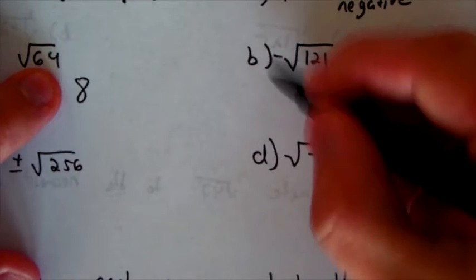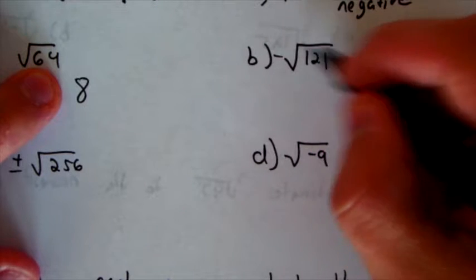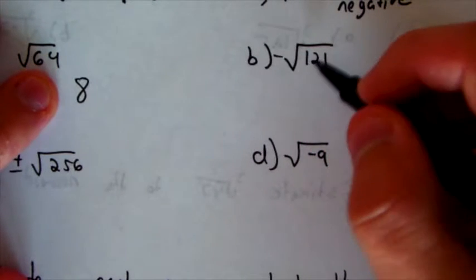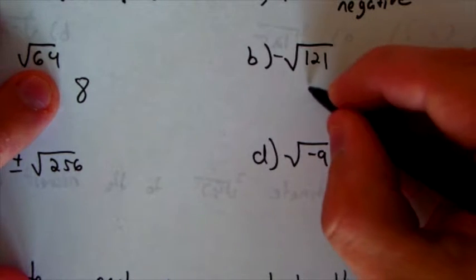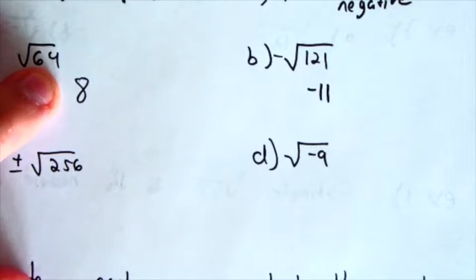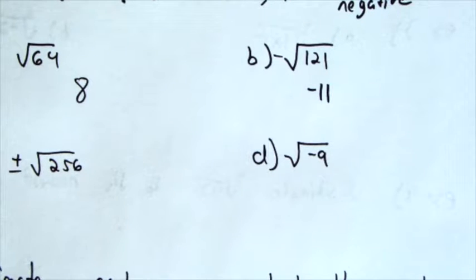Letter B, there's a negative symbol in front of this radical sign, so I'm looking for the negative root of 121. The positive root is 11, so the negative root would be negative 11. Again, that's one that you should be able to memorize.